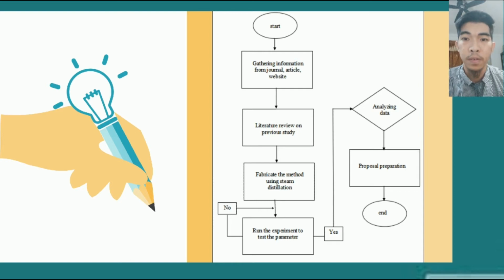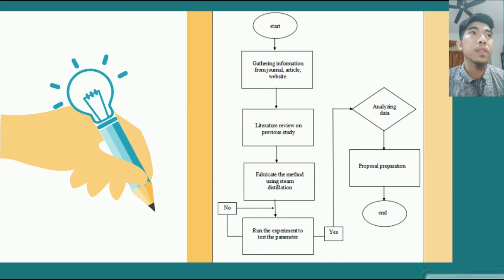If we do not get the real data that we need, we will try again, and if the result is as we need, we can proceed to analyze the data, and then we can go on to prepare the presentation or thesis and also the technical report.